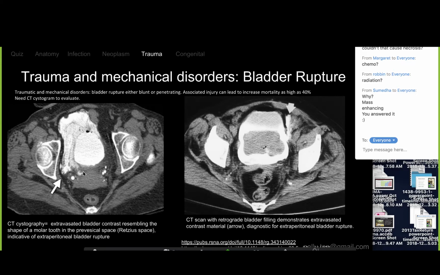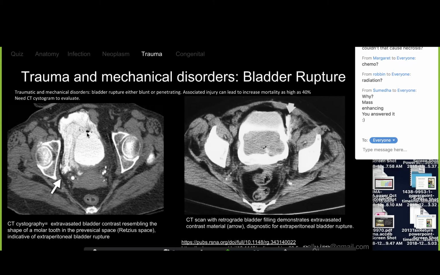So typically patients who present with bladder rupture, it's a pretty high velocity MVC, and so they'll have concurrent pelvic fractures and other problems. The location of the bladder allows it to rupture either in the intraperitoneal or the extraperitoneal space, depending on where the rupture is. If it's extraperitoneal, then it goes into the space of Retzius, which is the space between the pubic symphysis and the anterior bladder wall.